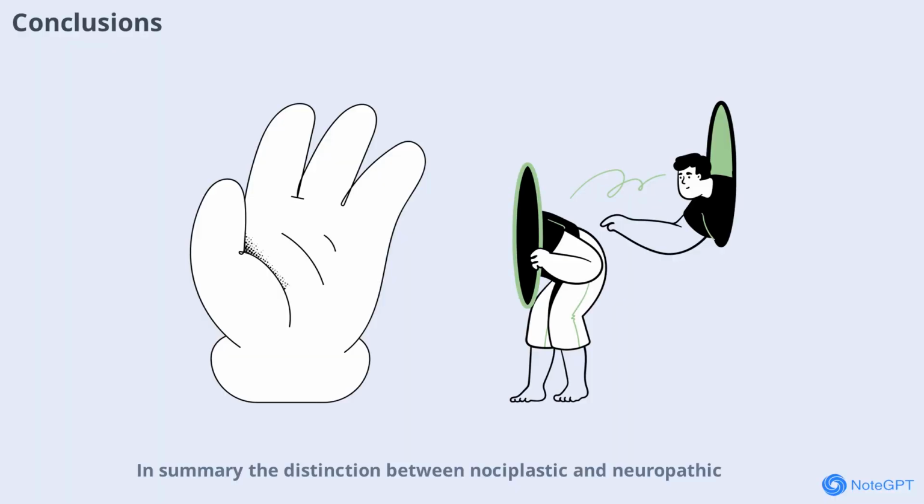Summary: the distinction between nociplastic and neuropathic pain is often blurred in clinical practice. Both share many features and respond to similar treatments. Integrating nociplastic pain into the neuropathic pain framework may simplify diagnosis, reduce confusion, and improve care for patients with chronic pain. As our understanding of pain continues to evolve, so too must our approaches to classification and treatment.